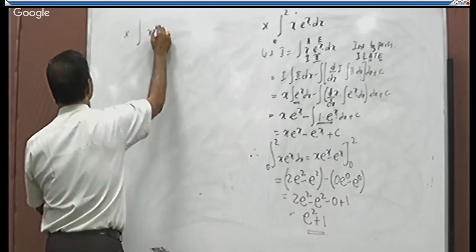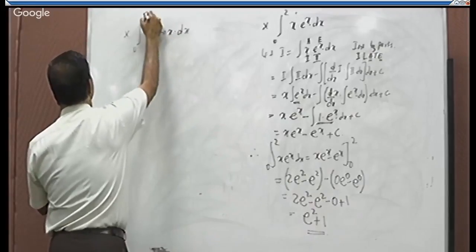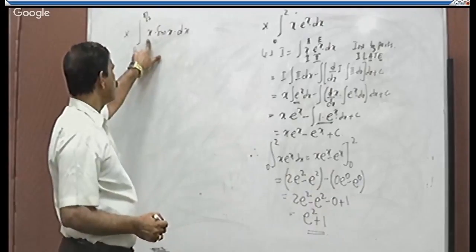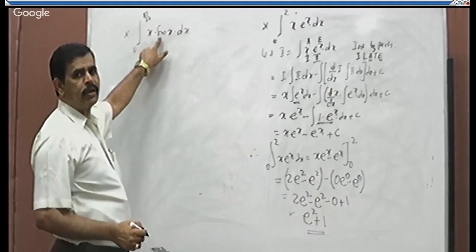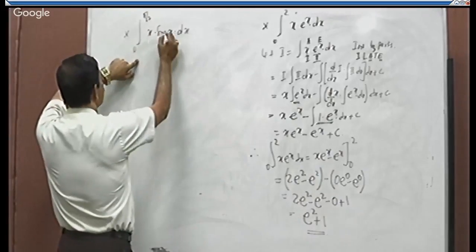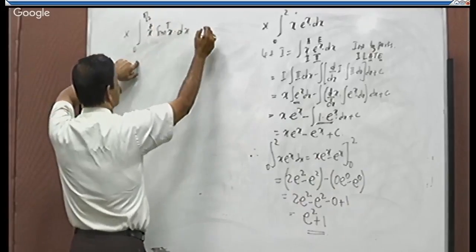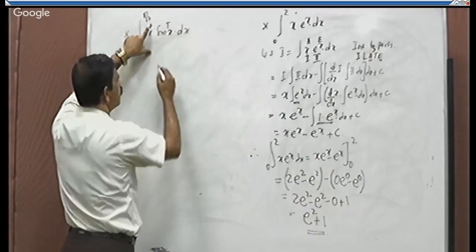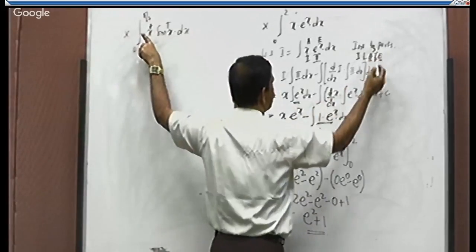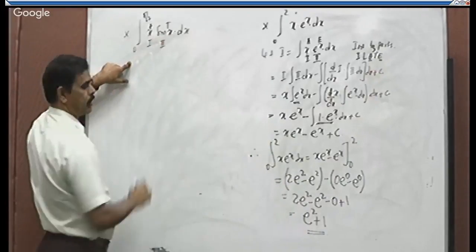Integration of x into sin x dx, 0 to pi by 2. Again, the problem is what? It is integration by parts. Why? Because we have two functions in product, x into sin x, right? This is algebraic. This is trigonometric. According to the word highlight, does A come first or T come first? A comes first, then T, right? This is first. This is second.